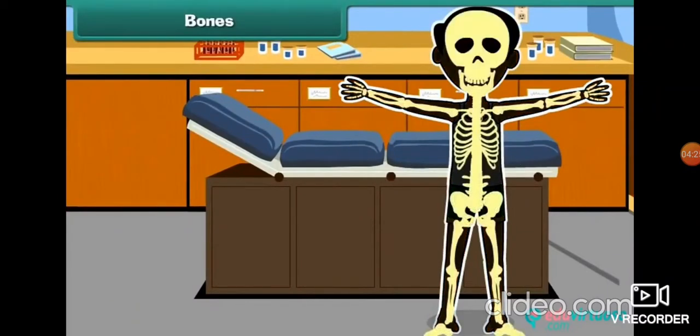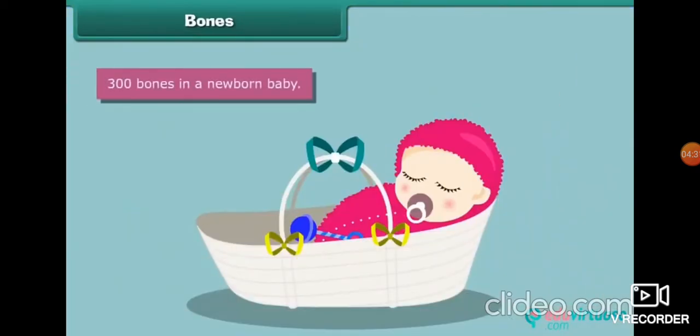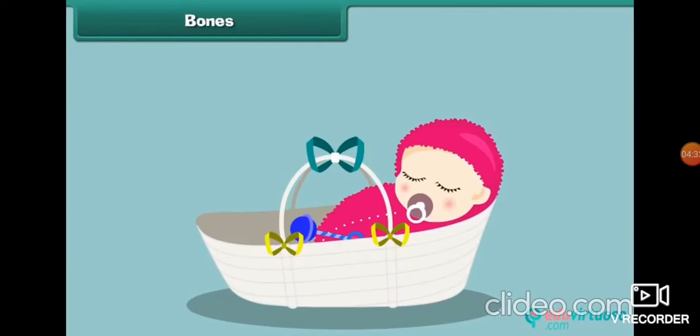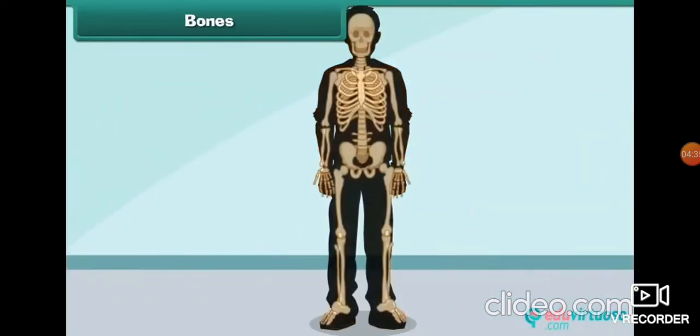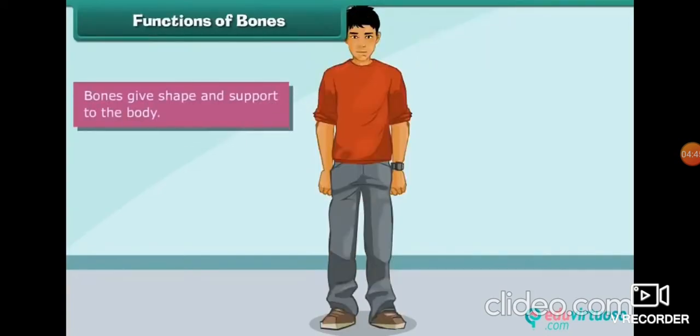In the human body there are a total of 206 bones, small and large, that together make up the skeleton. When a baby is born, at that time he has more than 300 bones, which fuse together as he grows into 206 bones. In an adult human body there are a total of 206 bones.